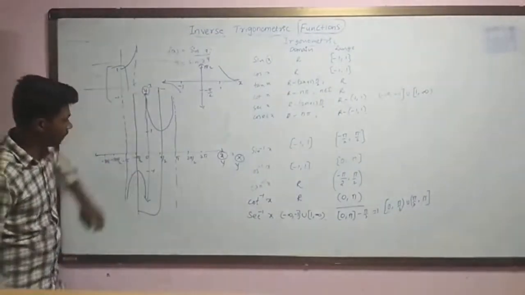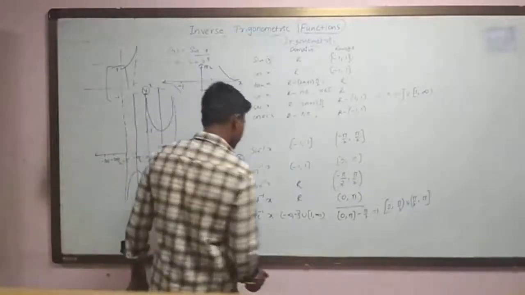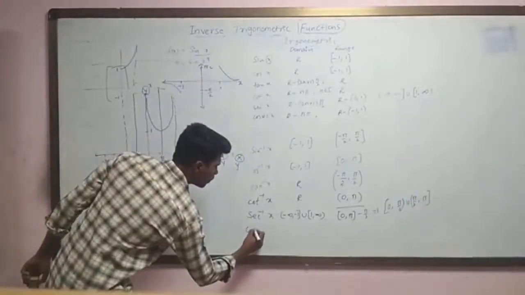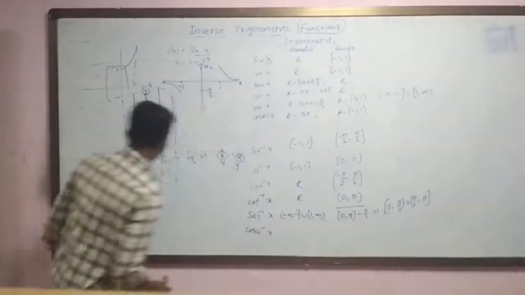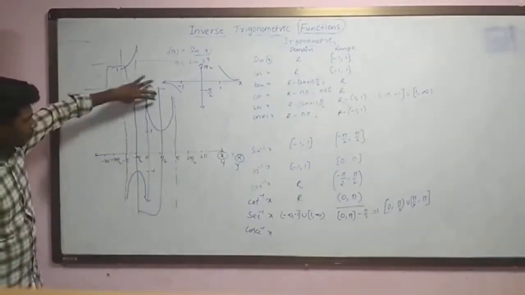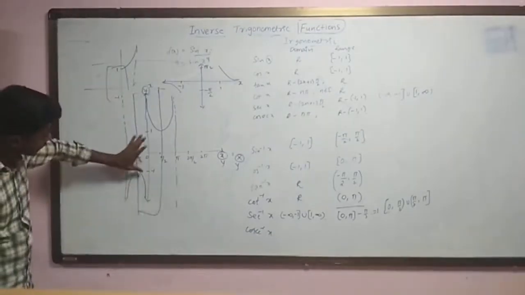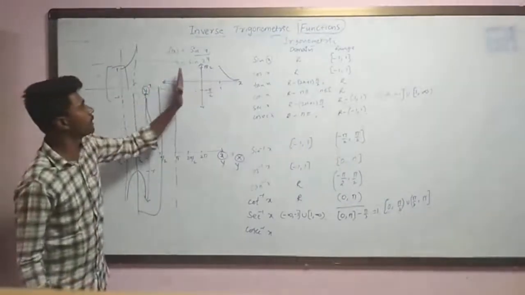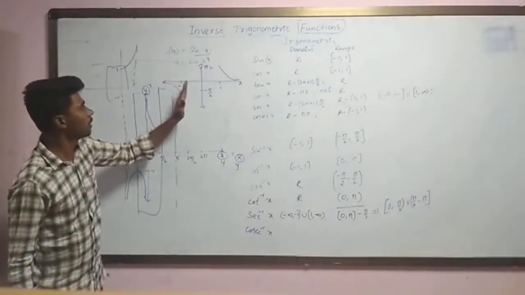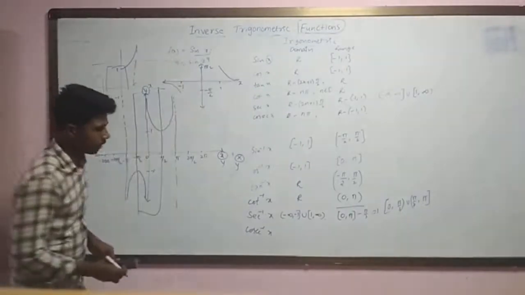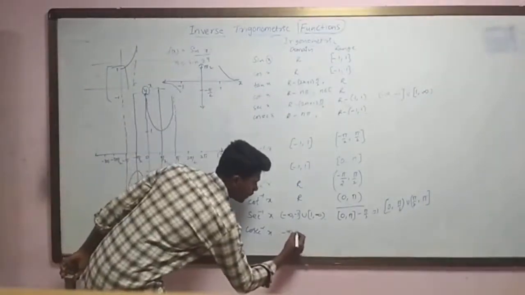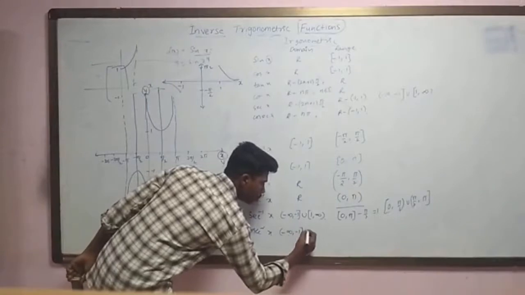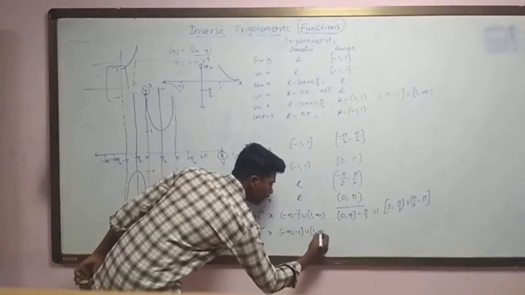So what is its domain? For cosecant inverse x, its domain is all real numbers except this part, which lies in between minus 1 and 1. We can write it as minus infinity to minus 1 union 1 to infinity.